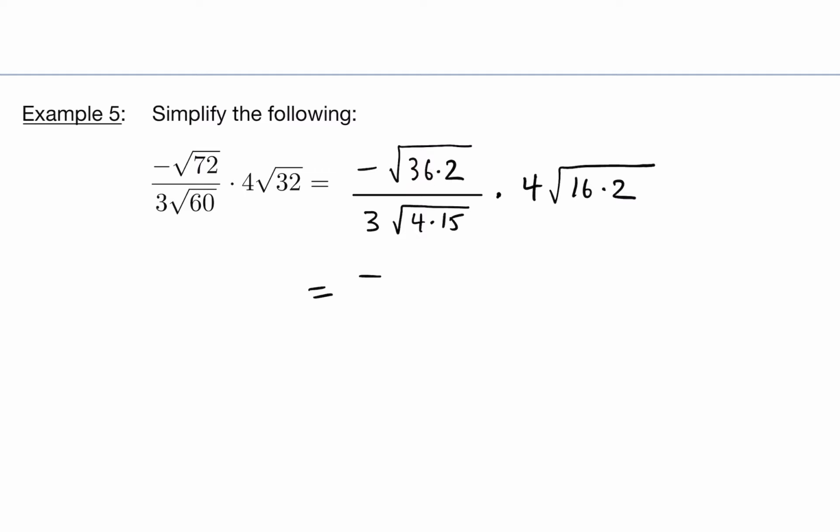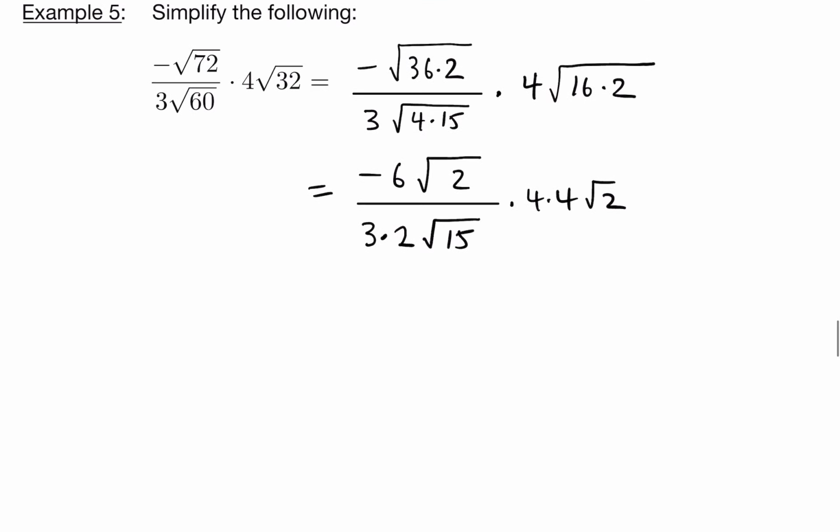Square root of 36 is 6, so we can pull that out. That becomes negative 6 square root of 2 divided by 3 times square root of 4 is 2, so that can come out as 2 square root of 15. Okay, notice that we did a multiplication here because this is already a multiplication. When you pull this out, we're still multiplying, so we need to indicate that as well. And then the last one, we have a square root of 16, which is a perfect square. That comes out as 4, so it's going to be 4 times 4 square root of 2.